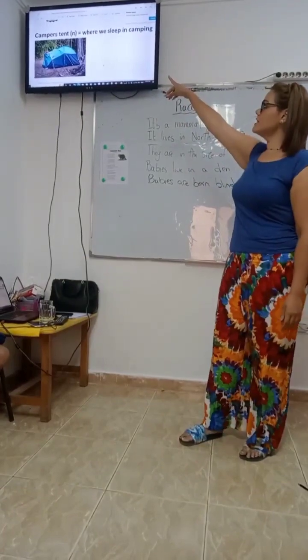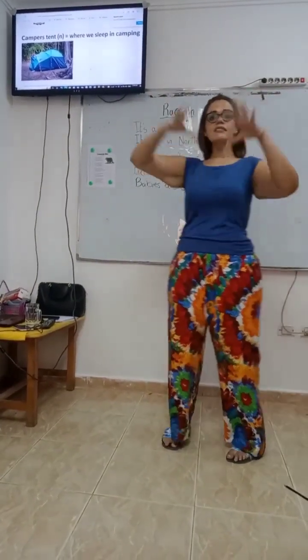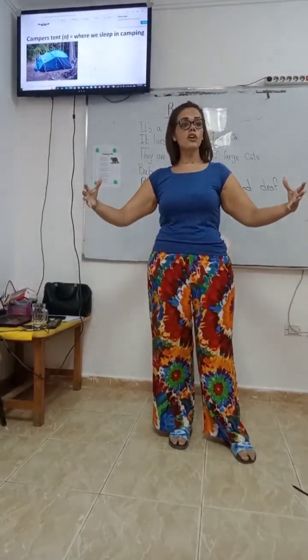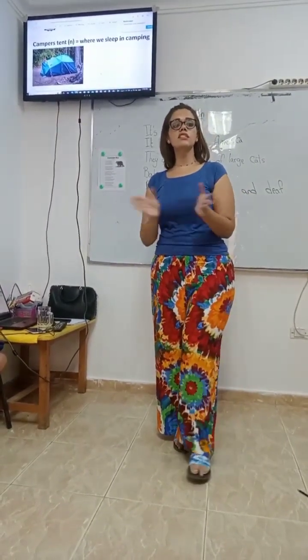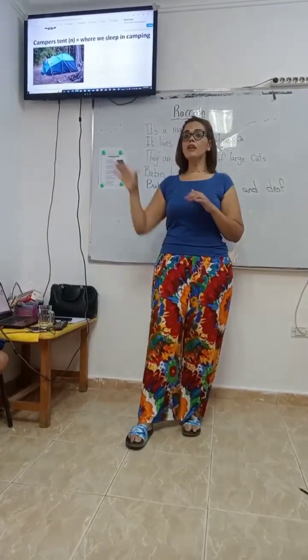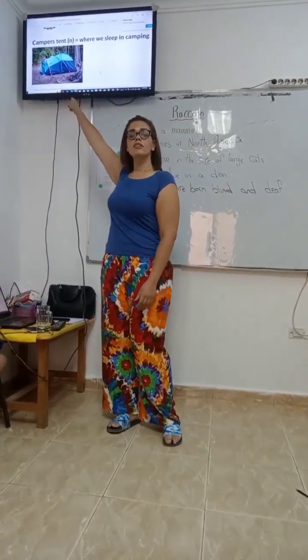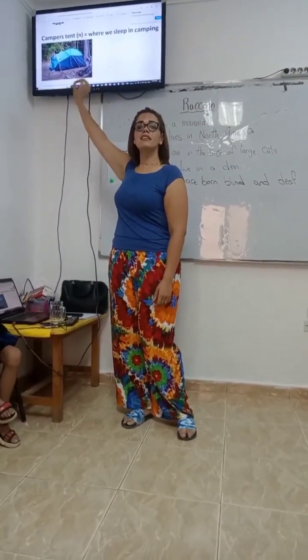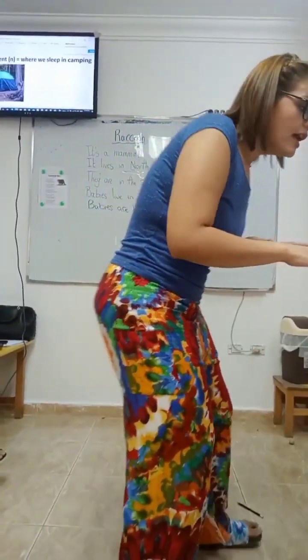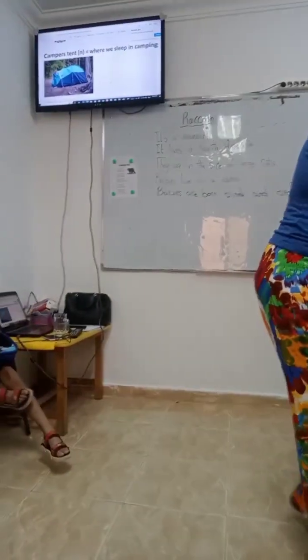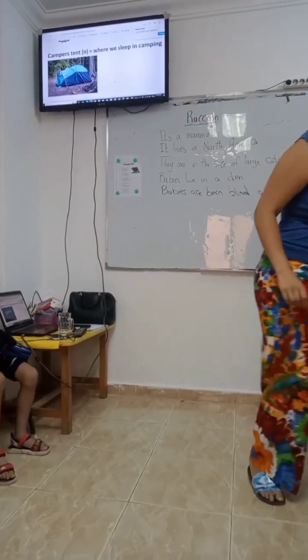Look, this is the camper's tent. It's a tent that we take to the jungle or we take to the desert, Yusuf, and we go camping and we sleep in a tent. So this is called what, Marcelino? Tent. This is called tent. So he's going to creep to the camper's tent. And the camper didn't see him. People didn't see the raccoon.